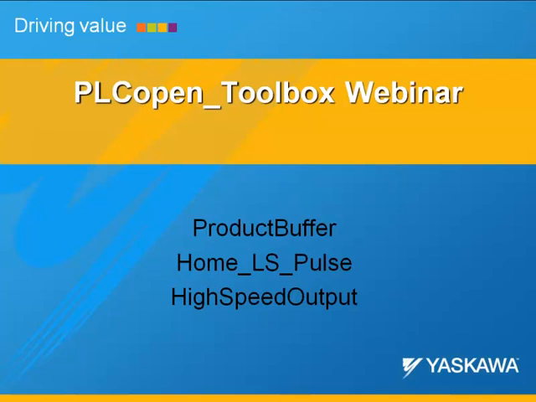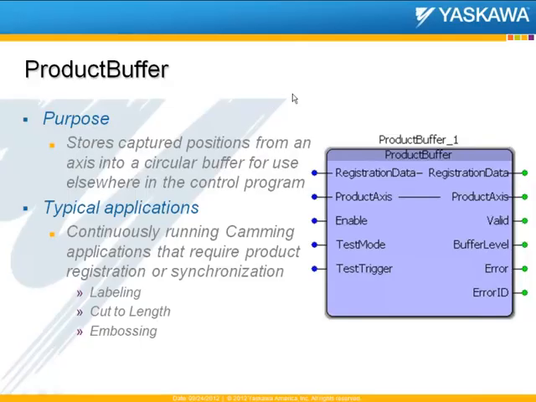So let's get started with the product buffer. The product buffer is actually one of the more popular blocks. I was talking to Kevin about this yesterday, and we probably have close to 150 to 200 machines installed in the field using this particular block. And what it does is it stores captured or latched positions from an axis and keeps them in a circular buffer for use elsewhere in the program.